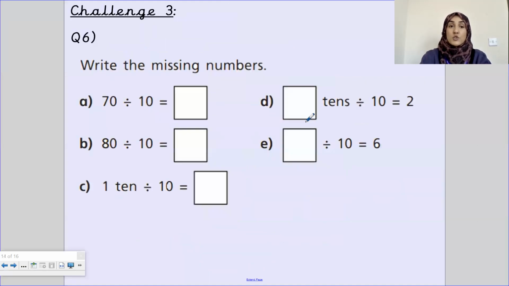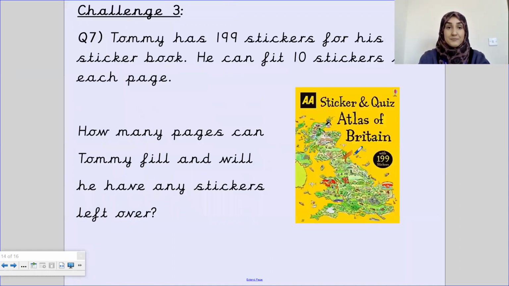Okie dokie. Challenge 3, question number 6. You need to write the missing numbers. Now, pay attention because C, it says 110. How much is 110? 10. Now, here it says something tens divided by 10 equals 2. Remember, division, the number sentence backwards is multiplication. Okay, and you'll get the answer. Just a little helping hand there.